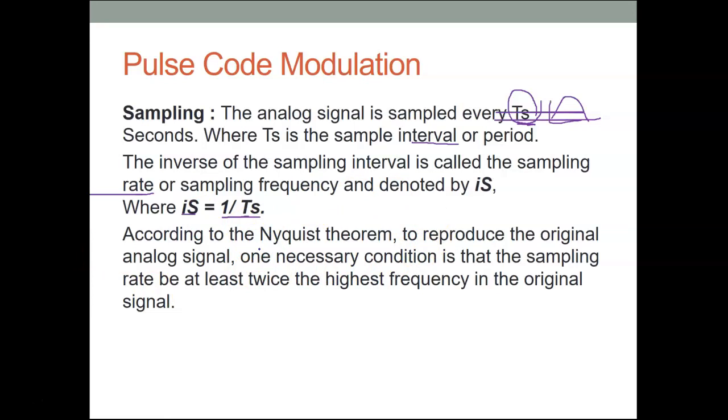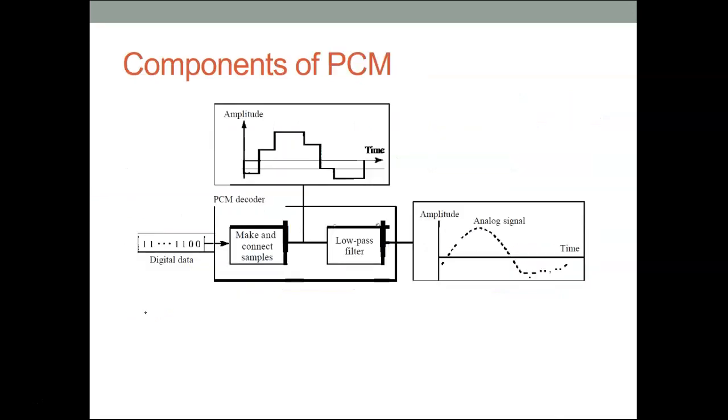Depends, and there are different theorems here. The Nyquist theorem says that to reproduce the original analog signal, one necessary condition is that the sampling rate be at least twice the highest frequency of the original signal. So the sampling rate should be twice as high as the frequency of the original signal.